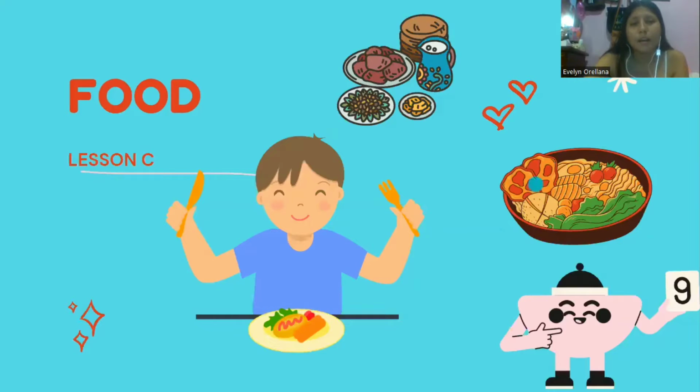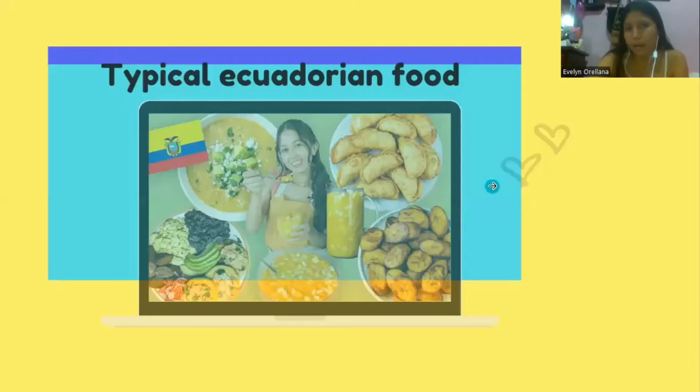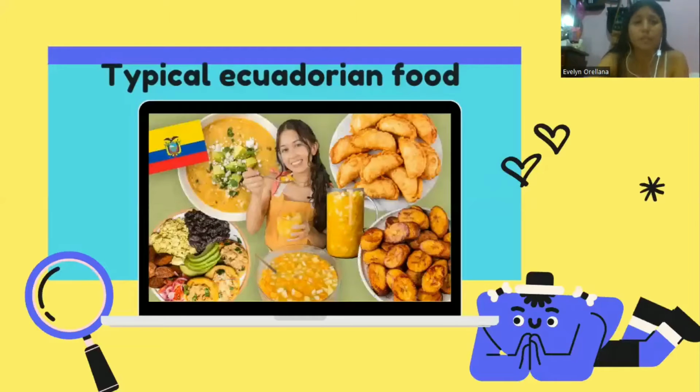We also study food, exactly the typical Ecuadorian food. In my opinion, the typical Ecuadorian food is very delicious. For example, I love sopa de gallina. This is soup of chicken with potatoes and noodles. I also like humitas. This is cheese, butter, and popcorn.